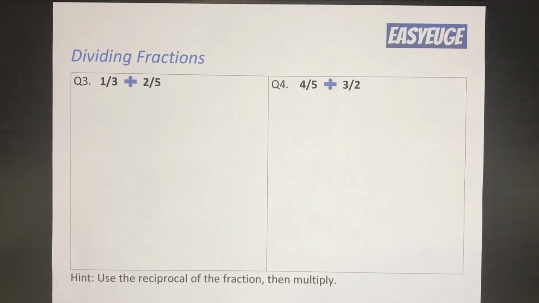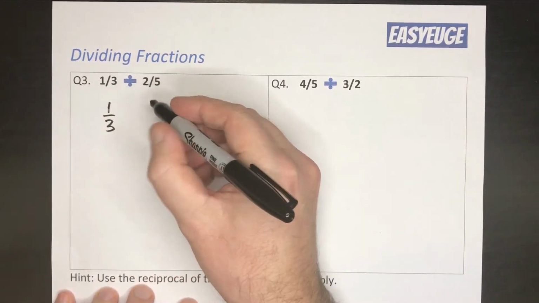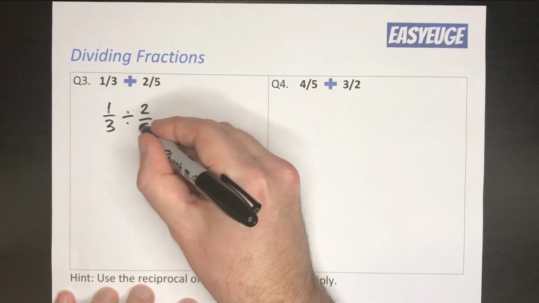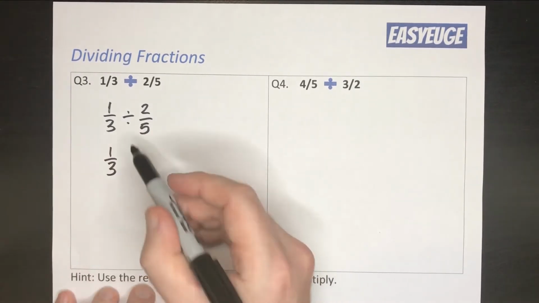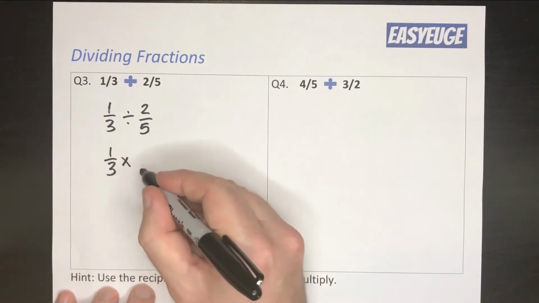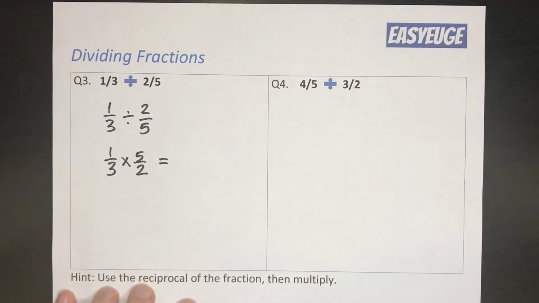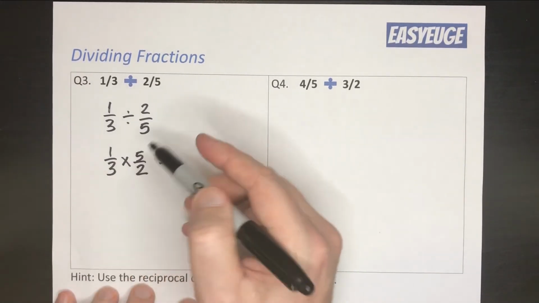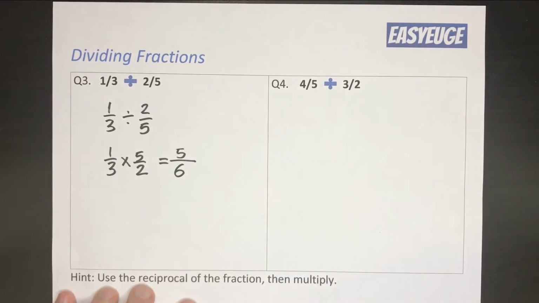Now that we know how to divide fractions, let's get straight into the next 2 questions. 1 over 3 divided by 2 over 5. Let's write that super fast. 1 over 3. Let's turn this all upside down. Let's use the reciprocal. Let's multiply by 5 over 2. And what does that equal? Let's get straight into multiplying. 1 by 5 is 5. And 3 by 2 is 6. That is it. Nice and simple.